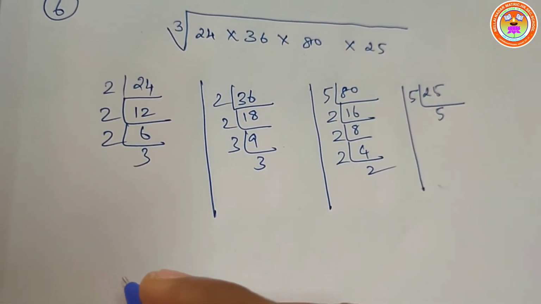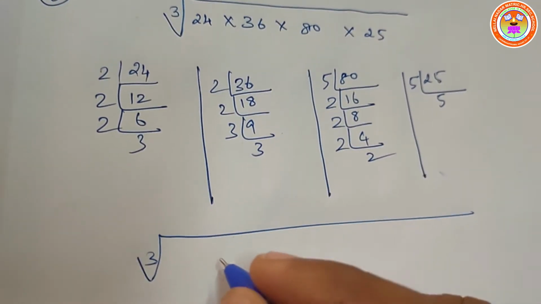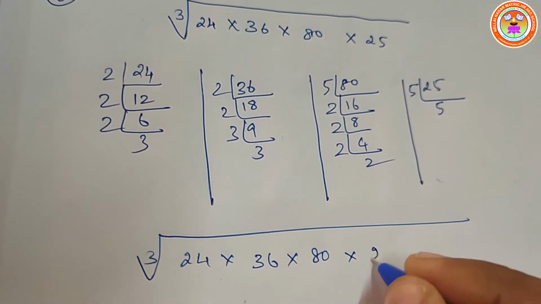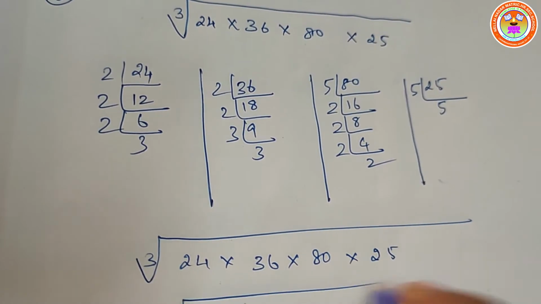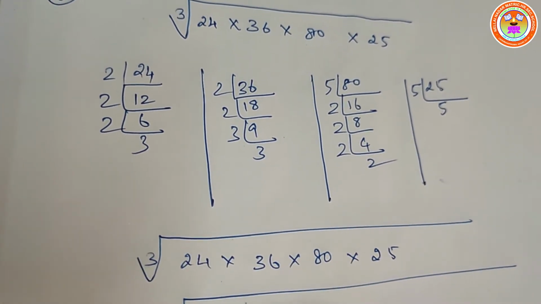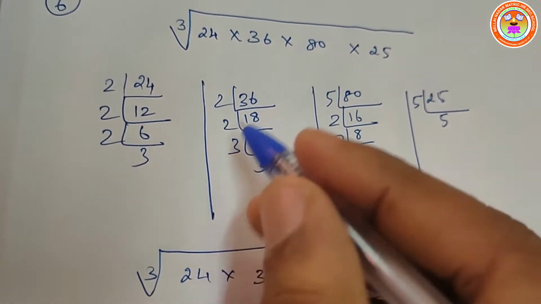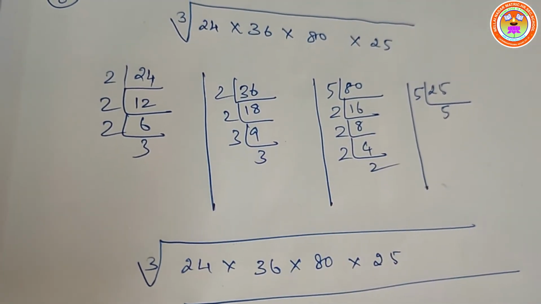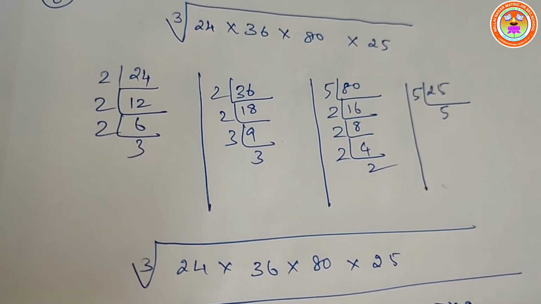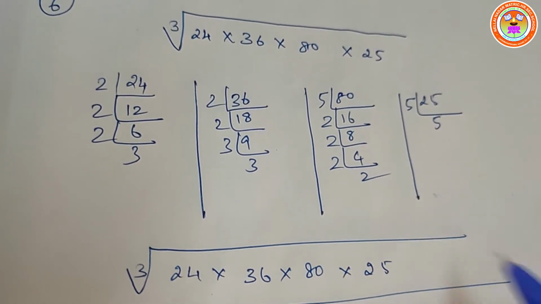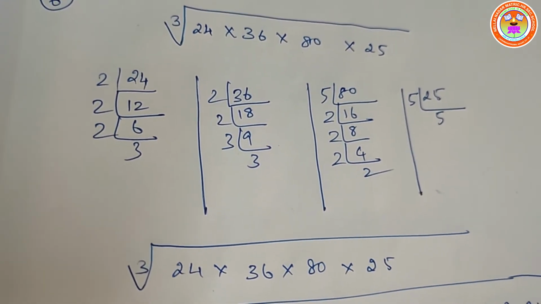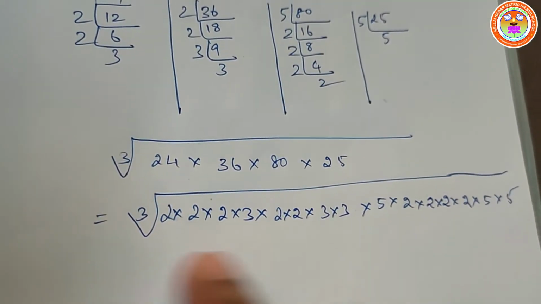So this implies the cube root of 24 into 36 into 80 into 25 equals the cube root of, for 24 you write the factors 2 into 2 into 2 into 3, and for 36, 2 into 2 into 3 into 3, and for 80, 5 into 2 into 2 into 2 into 2, and for 25 you will get 5 into 5. So like this you have to write all the factors.